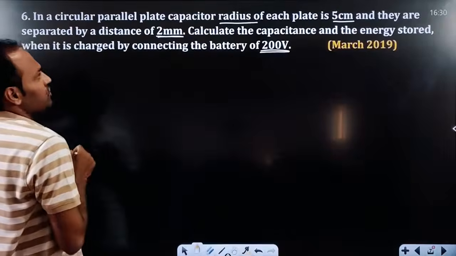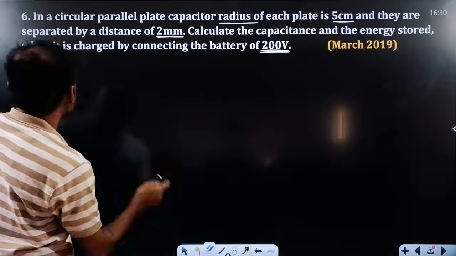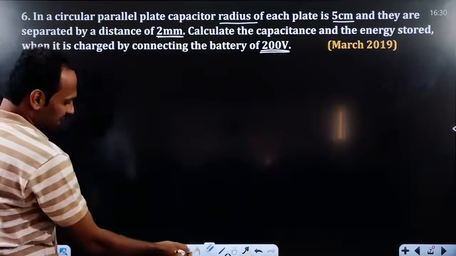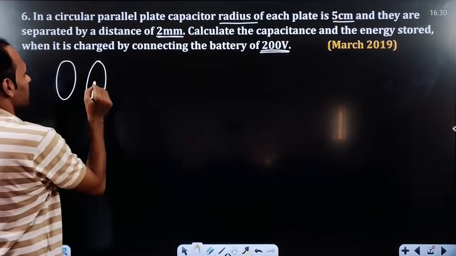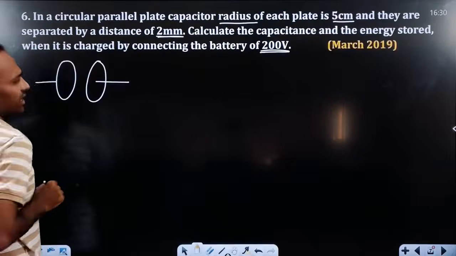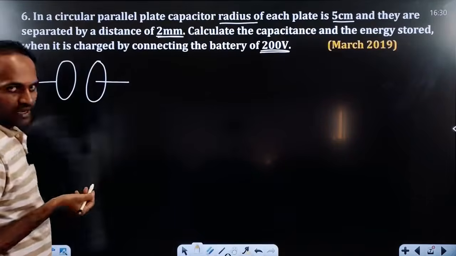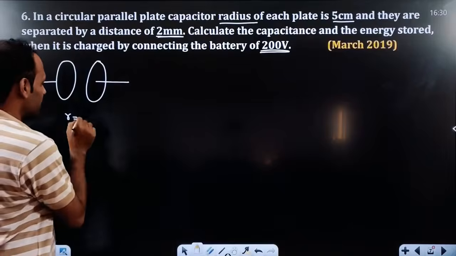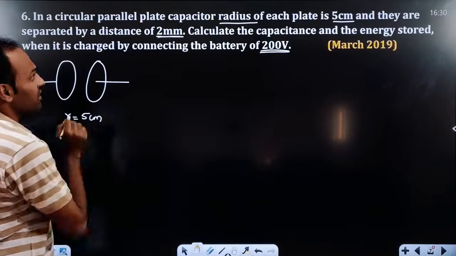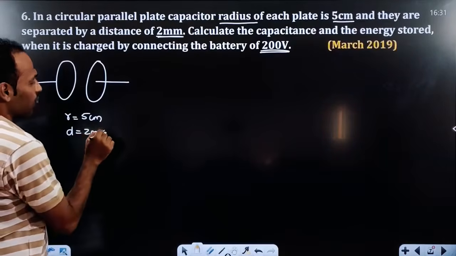So they have given the radius of the circular plates. This time it is a parallel plate capacitor, but the plates are not rectangular. The plates are circular, like this. The radius of the circular plate is given, that is 5 cm, and the distance between the plates is given, that is 2 mm.